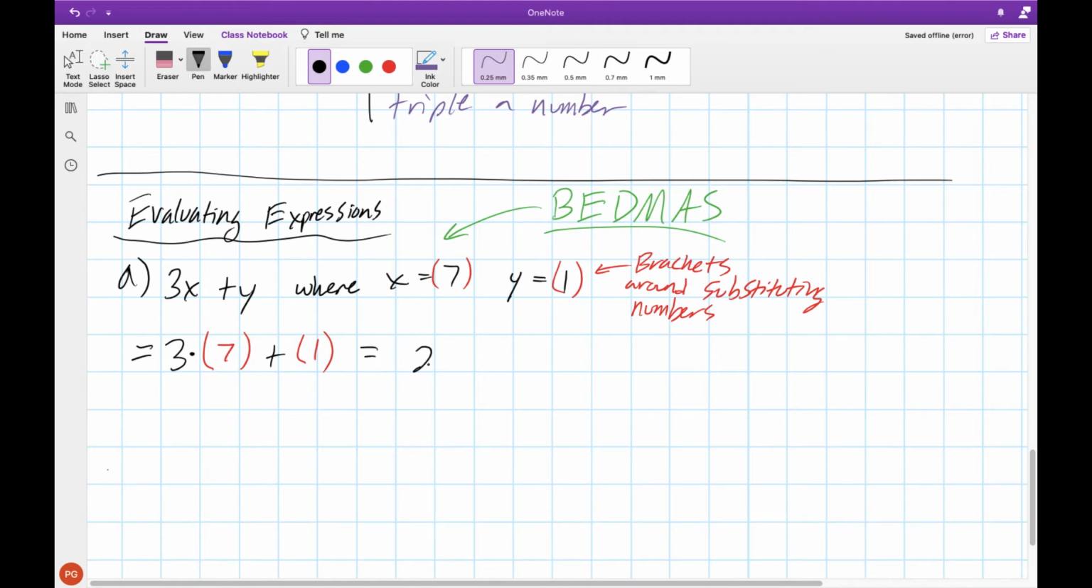3 times 7, that gives us 21. And then the brackets around this 1 don't really change anything. They don't do anything, so we can just get rid of them. And then we can add these two together and get our final answer of 22.